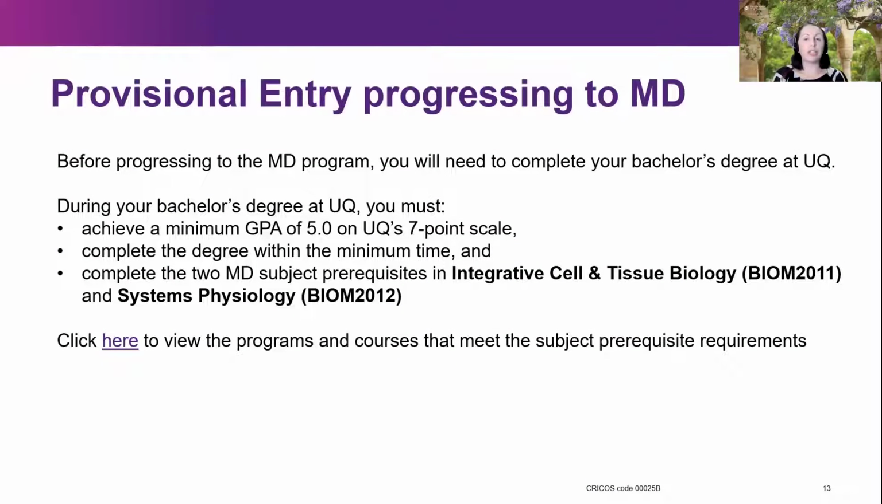So provisional entry progressing into the MD. It's very important to understand that although a provisional entry place does give you a guaranteed spot in the Doctor of Medicine program, it is only if these requirements are actually met at the end of your undergraduate degree. So you must complete your bachelor degree within the minimum time frame required. If it would normally take three years to complete, you need to complete it in 3 years. You do need to achieve that minimum GPA of 5 on UQ's 7-point scale, and you do need to meet the 2 prerequisite requirements.